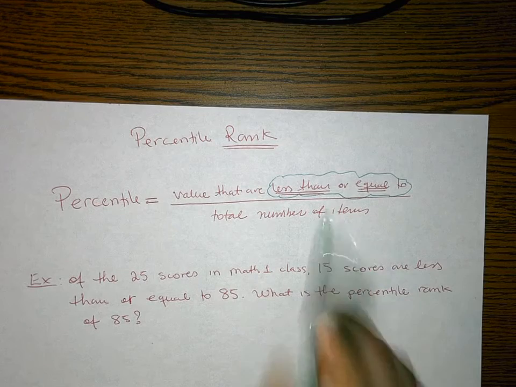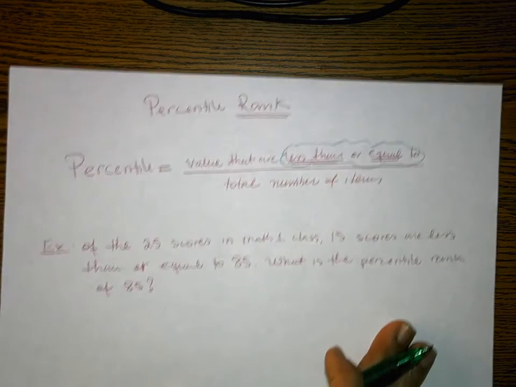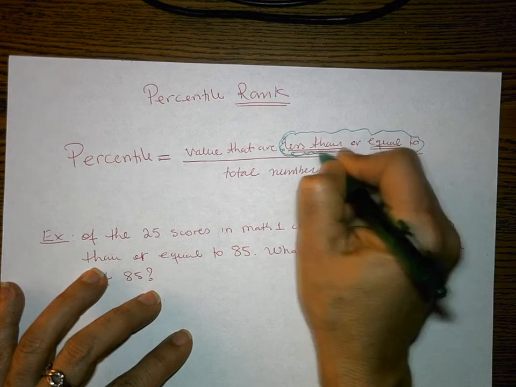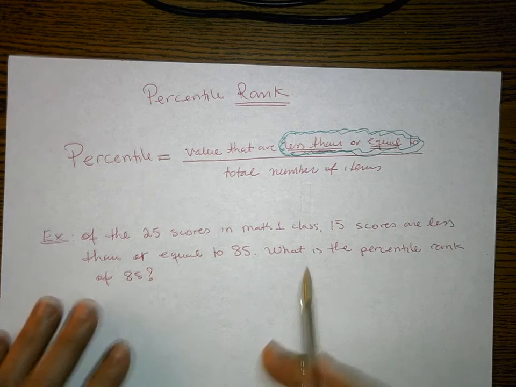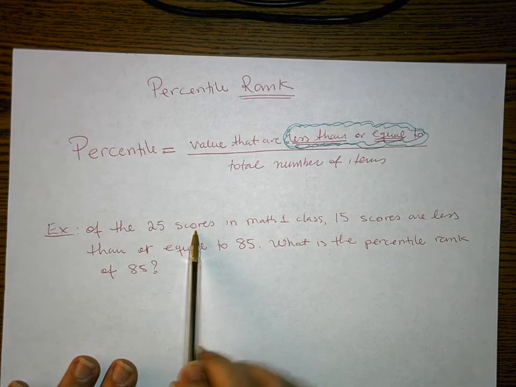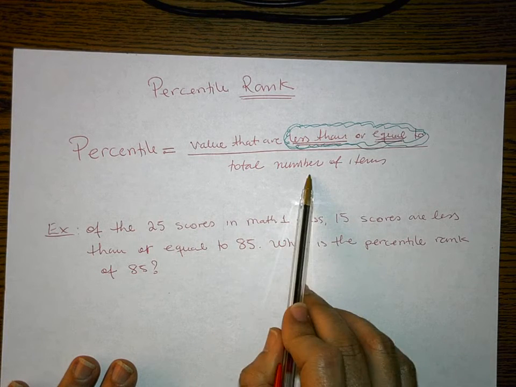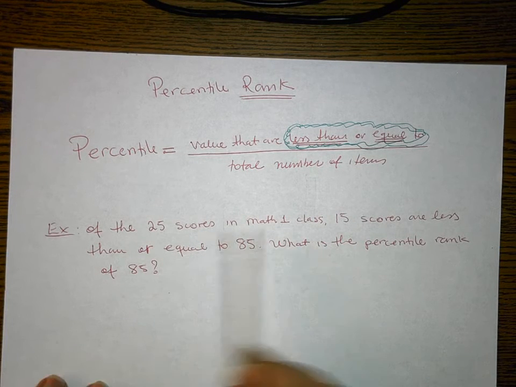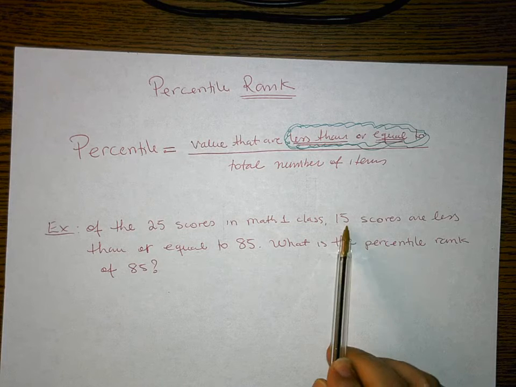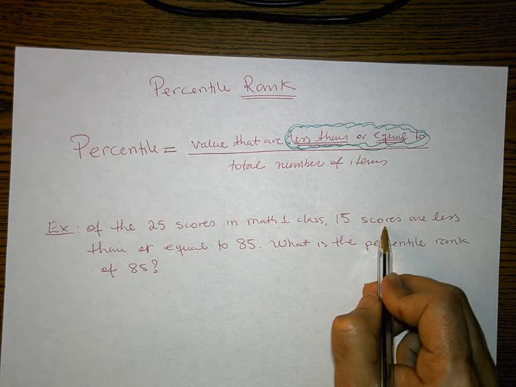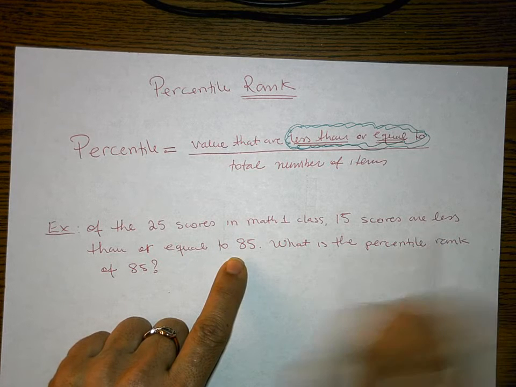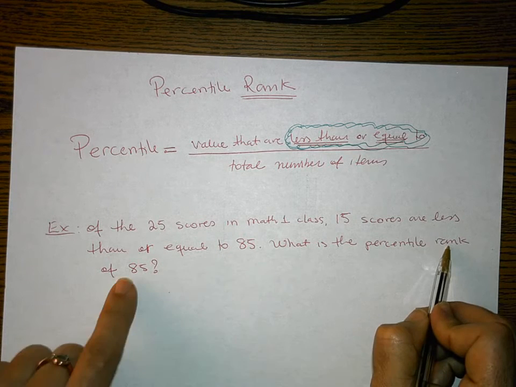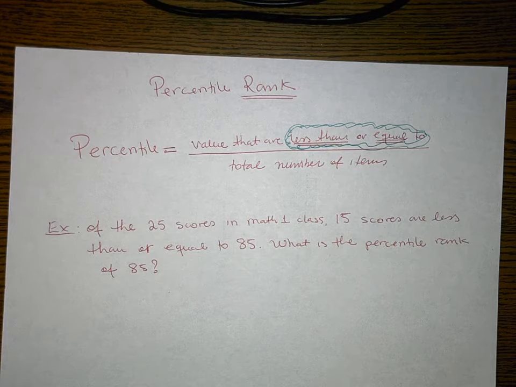Let's see if it makes sense on the problem. The magic word is less than or equal to. I cannot emphasize that enough. It says, of 25 scores, that's my total, I have 25 scores in the Math 1 class. 15 scores are less than or equal to 85. What is the percentile rank of 85? If I was to rank the score of 85, what percentile rank would that score be?